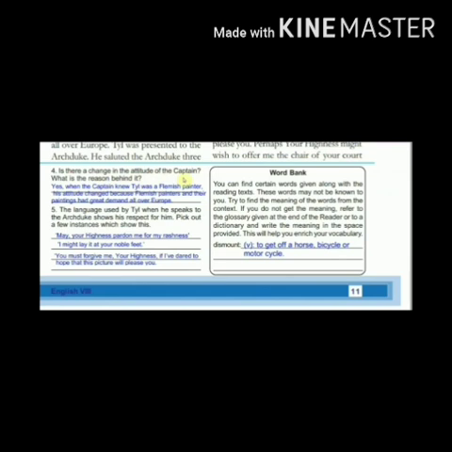Question number 5. The language used by Till when he speaks to the Archduke shows his respect for him. Pick out a few sentence instances which show this. May your highness pardon me for my rashness. I might lay it at your noble feet. You must forgive me, your highness, if I have dared to hope that this picture will please you.